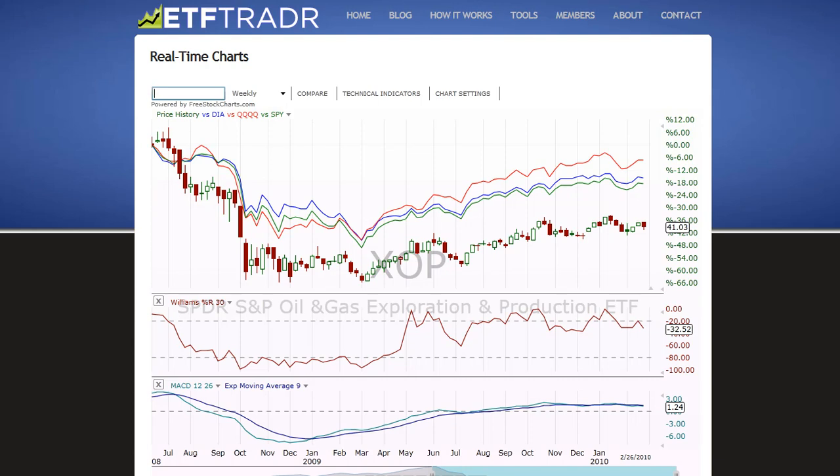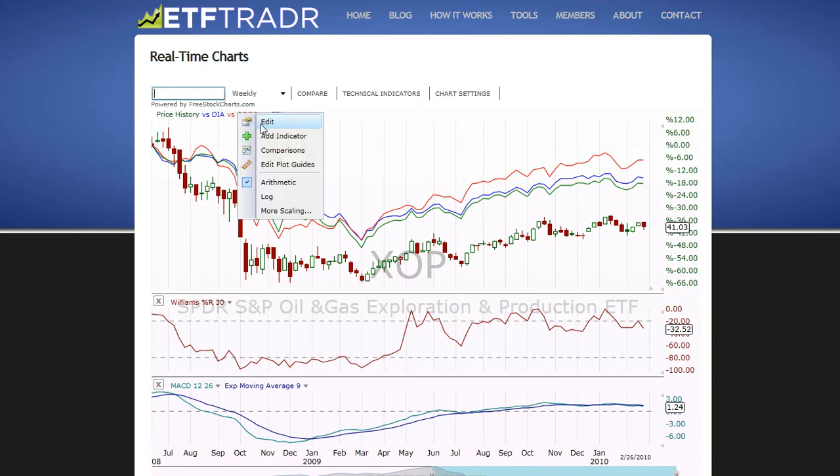Okay, so what we were talking about were the relationships between XOP and USO, oil related companies versus the actual commodity, and GDX, gold mining companies versus the actual commodity, gold. And we saw that there was more relative strength in the actual commodities than the companies. What does that mean? That's a great question.